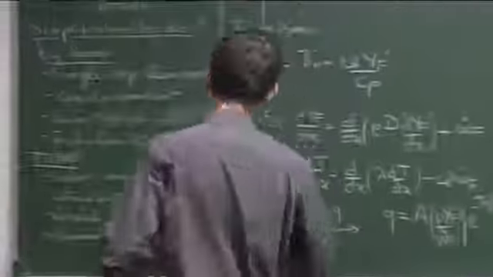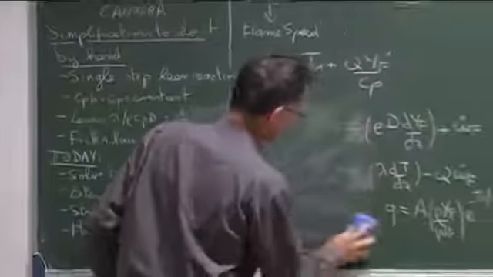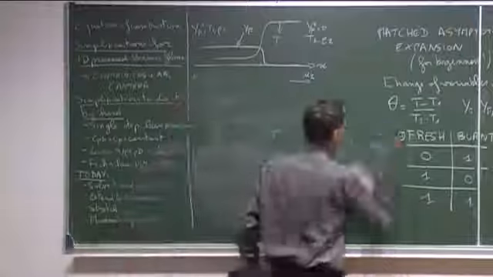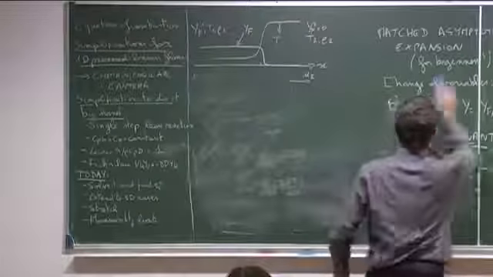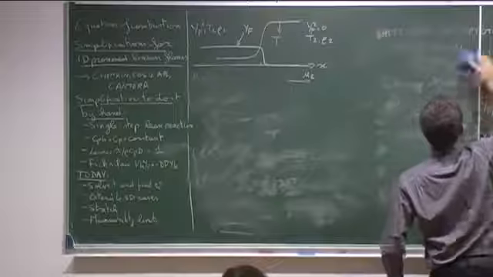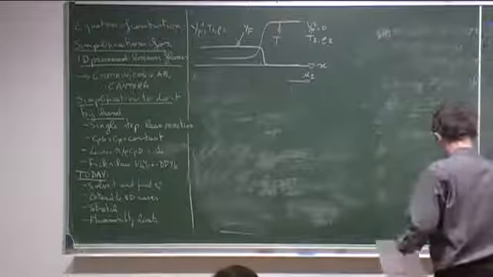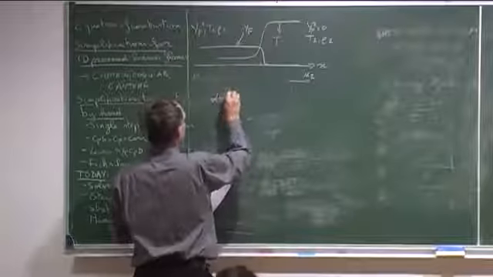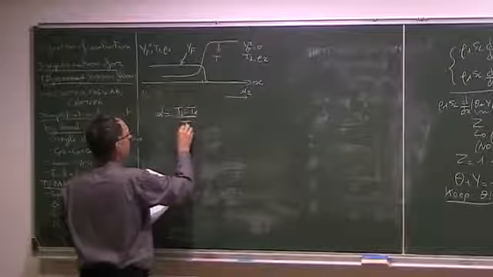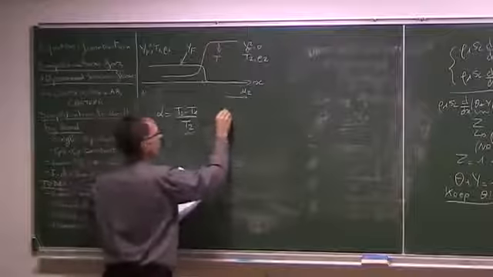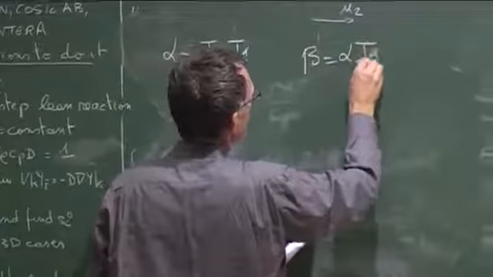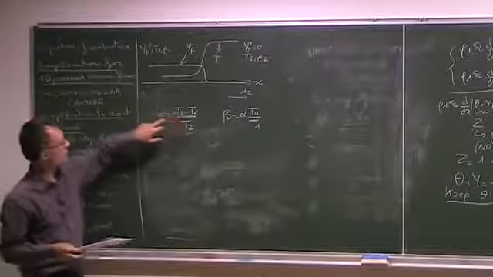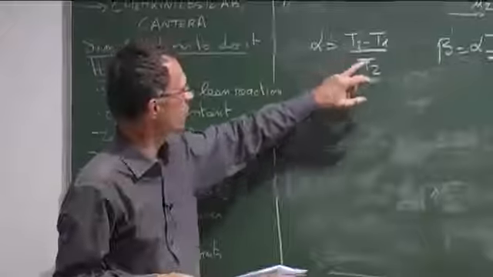To do that, I'm going to introduce another variable, which is again the famous change of variables for combustion people. I'm just going to change a little bit the way this thing is written. So to do that, we introduce a change of variable, which is the following. We're going to say that alpha is equal to T2 minus T1 divided by T2, and beta is equal to alpha Ta over T1. We could have stuck to T2, T1. It's just that for the mathematics we're going to do now, it's easier to work with these two variables.